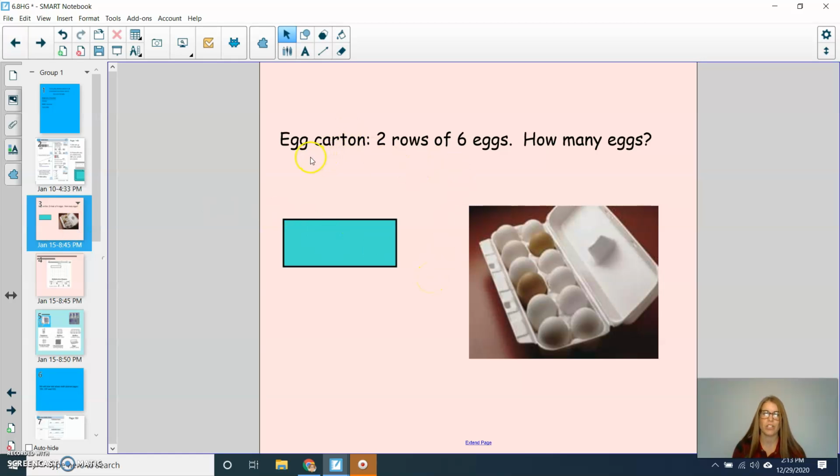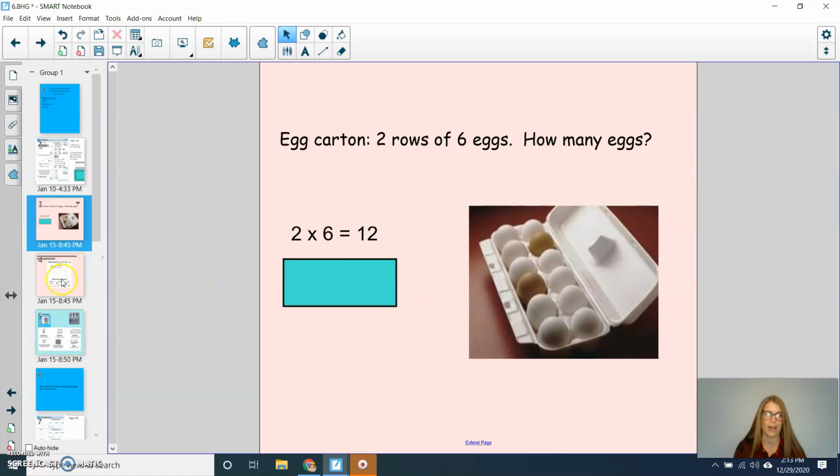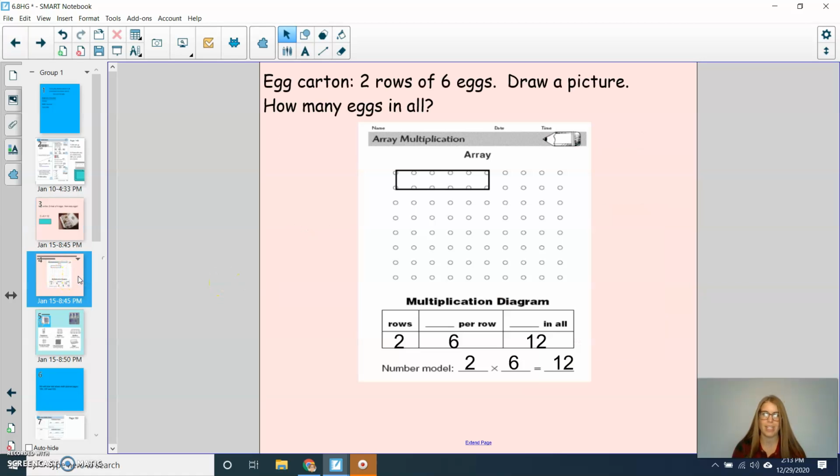In our first question, if we have an example like egg cartons and 2 rows of 6 eggs, how many eggs? I'm thinking about it with the number model of 2 times 6, which equals 12. Another way of looking at that is making an array. So I know I have 2 rows and I have 6 per row, giving me a total of 12. If you can see the box that I made, I went down 2 and I went over 6 to box in that 2 by 6 array.